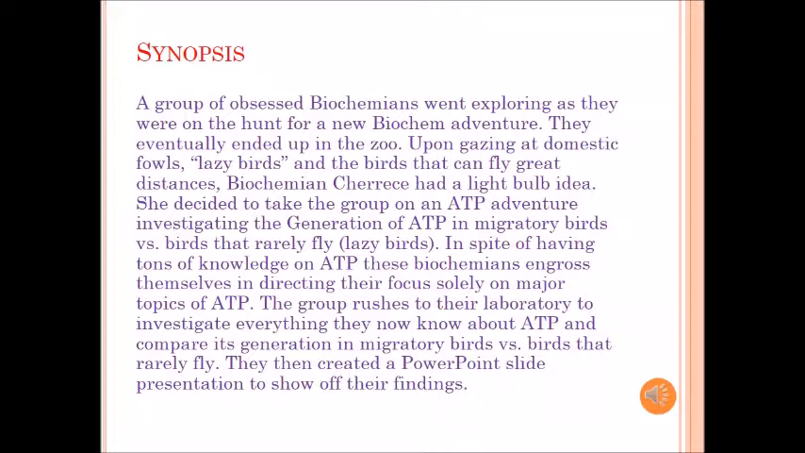In spite of having tons of knowledge on ATP, these biochemians engrossed themselves in directing their focus solely on major topics of ATP. The group rushes to their laboratory to investigate everything they now know about ATP and compare its generation in migratory birds versus birds that rarely fly. They then created a PowerPoint presentation to show off their findings.